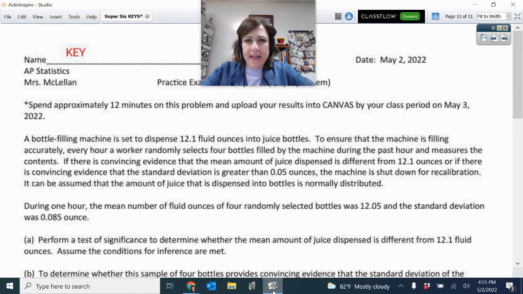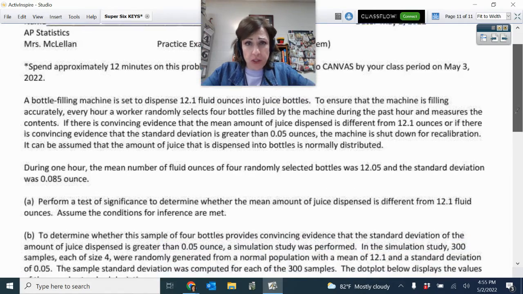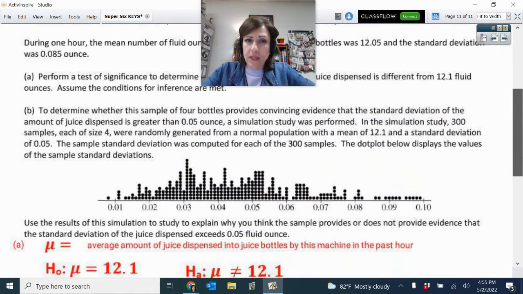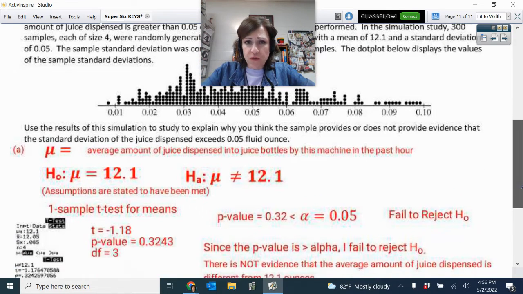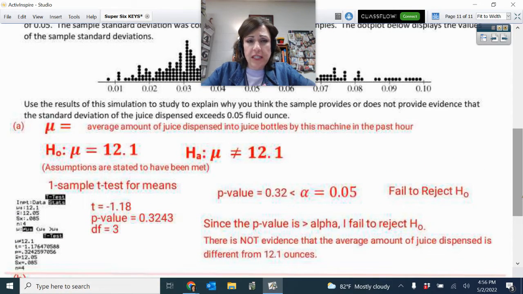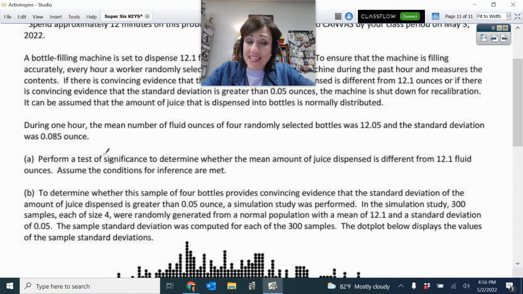All right, we had a free response that I wanted you to do today, and it had a really important component to it. And that component that I really wanted you to understand was simulations. First of all, it was just a basic running of a test. Perform a test of significance, determine whether the average amount of juice dispensed is different from 12.1. So that's a one proportion Z test.